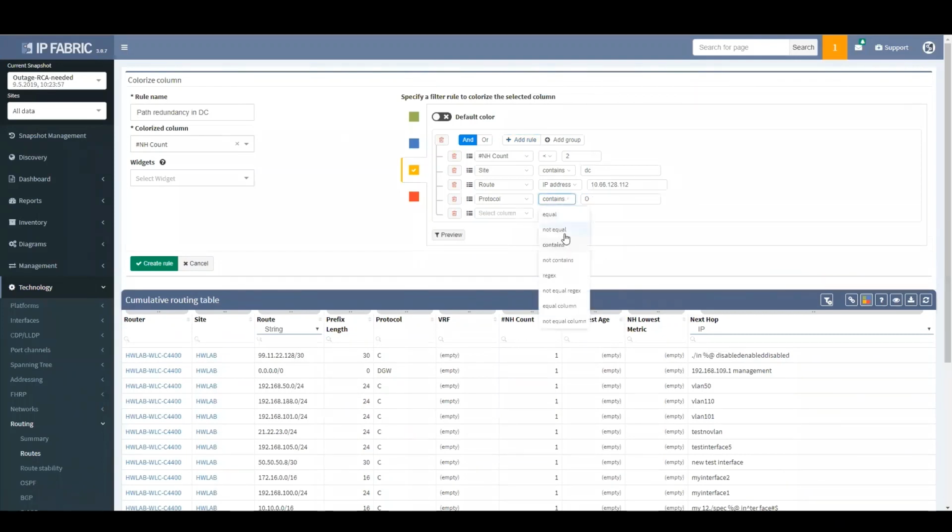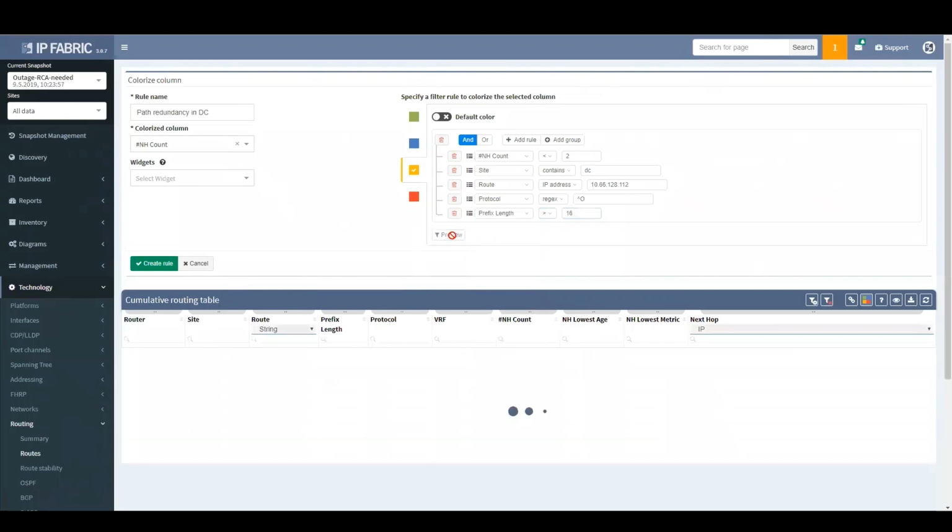Oh no, it should begin with O, so we can actually use regex and say that it begins with an O. We also don't want to consider summaries, so just in case we want to limit the length of this check to be higher than 16. And that's pretty much what we want to check for. So let's click on the preview button.